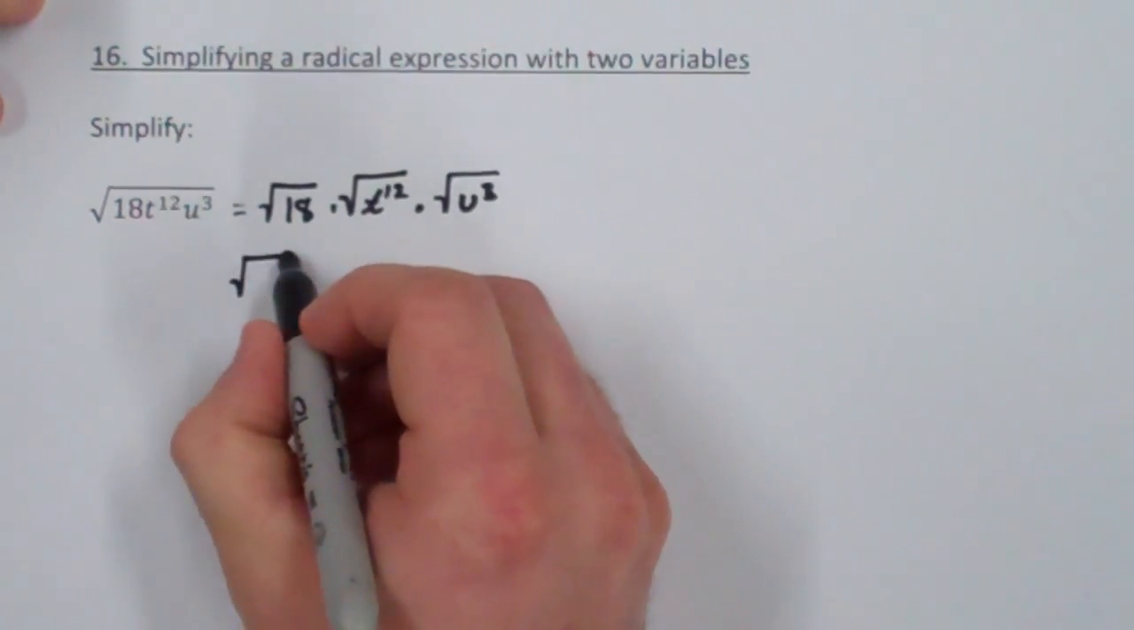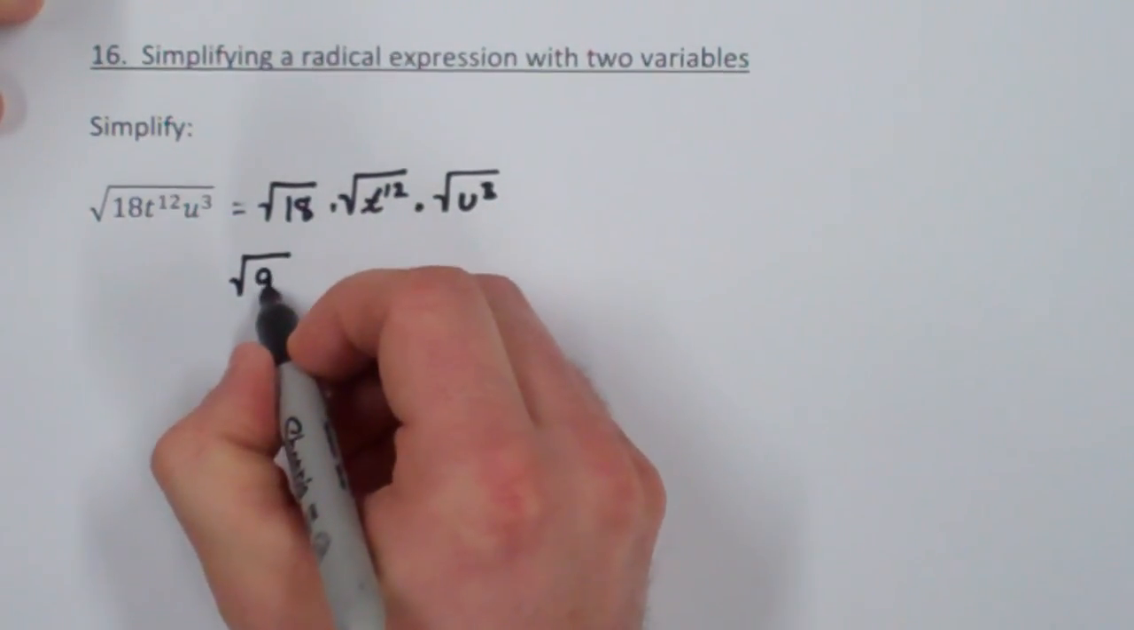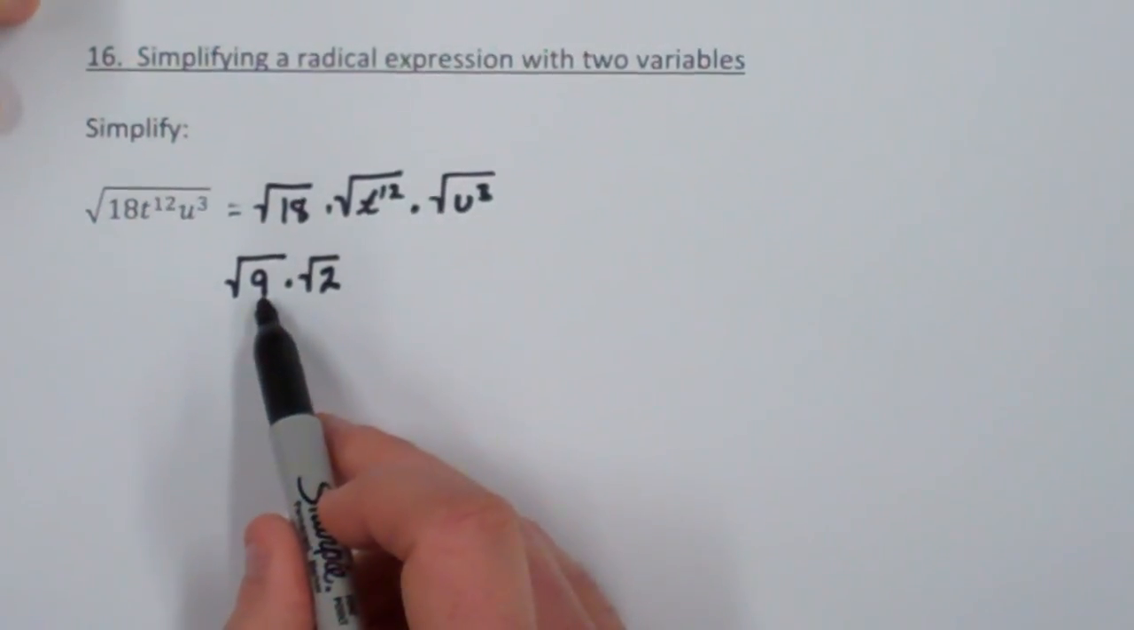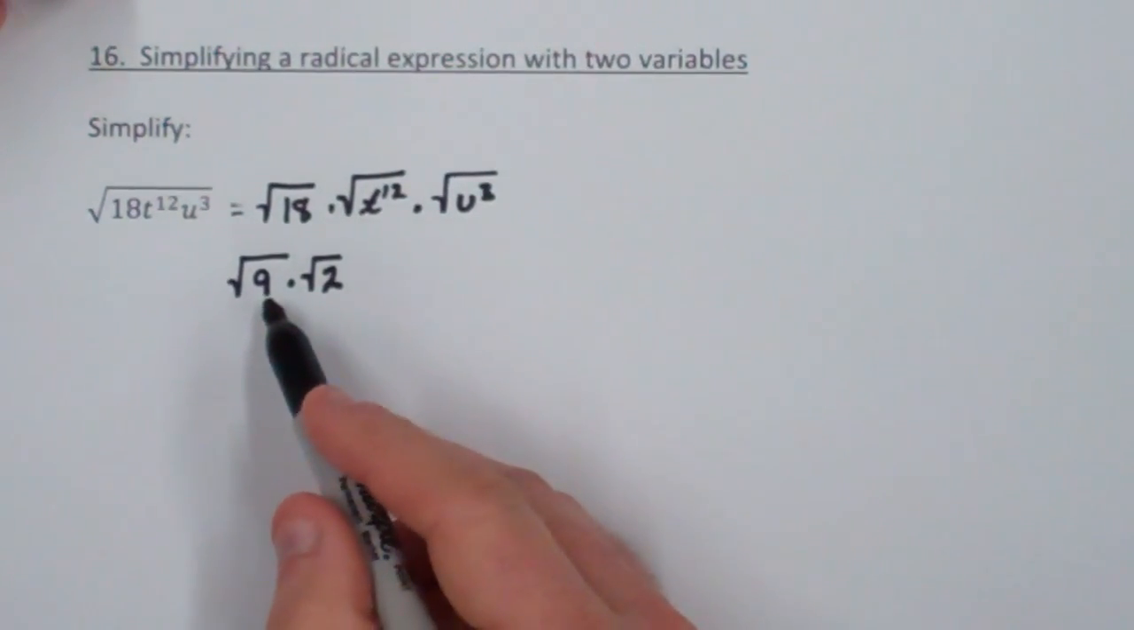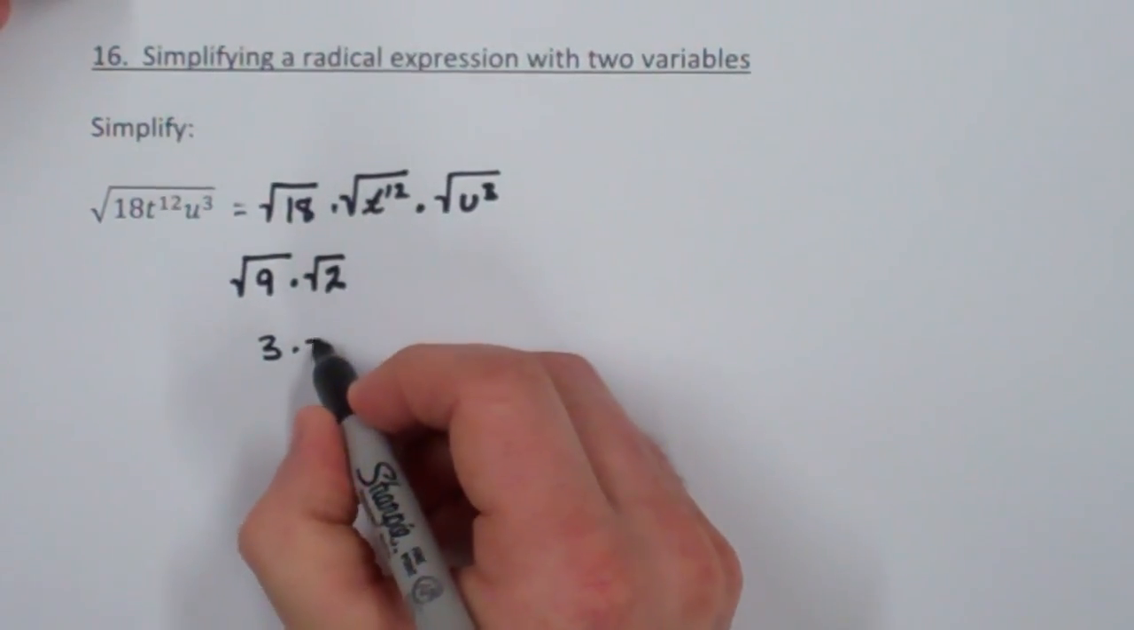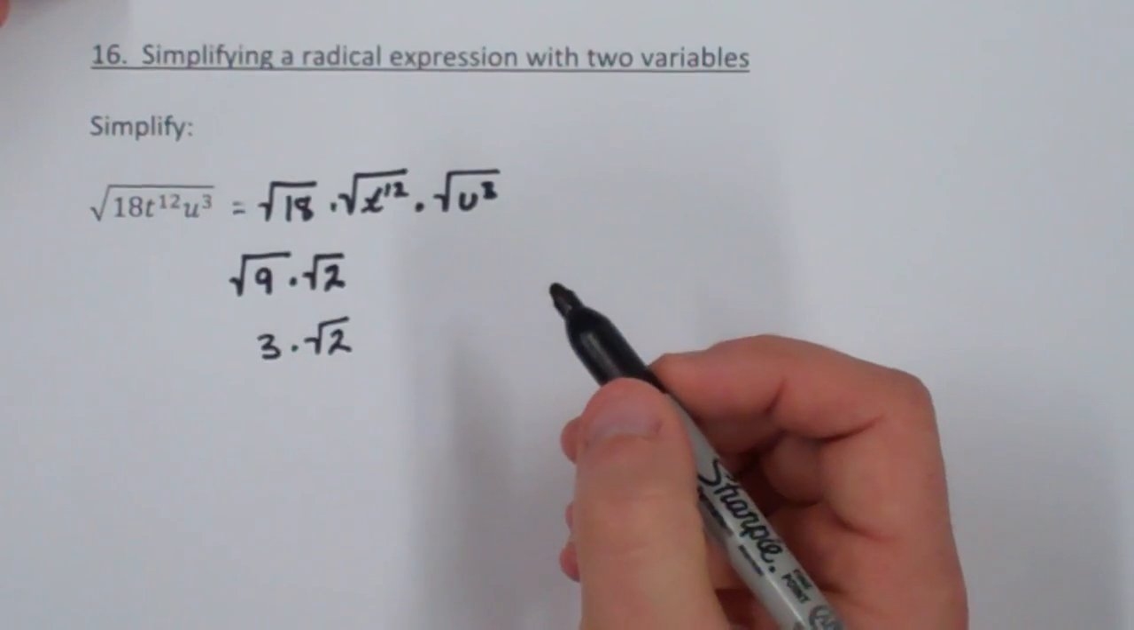I recognize right away that the square root of 18 can be rewritten as the square root of 9 times the square root of 2. The reason why I'm choosing the square root of 9 is because you can actually do that. The square root of 9 is 3, and then we've got a root 2 still left over.